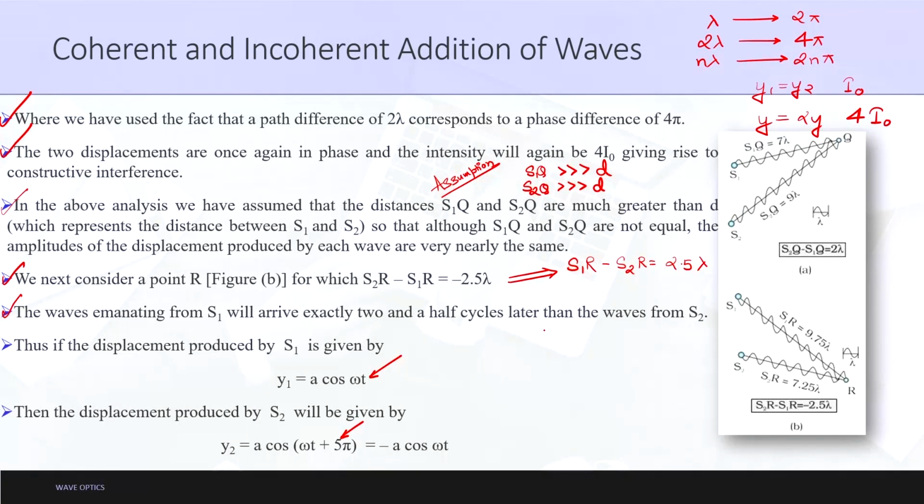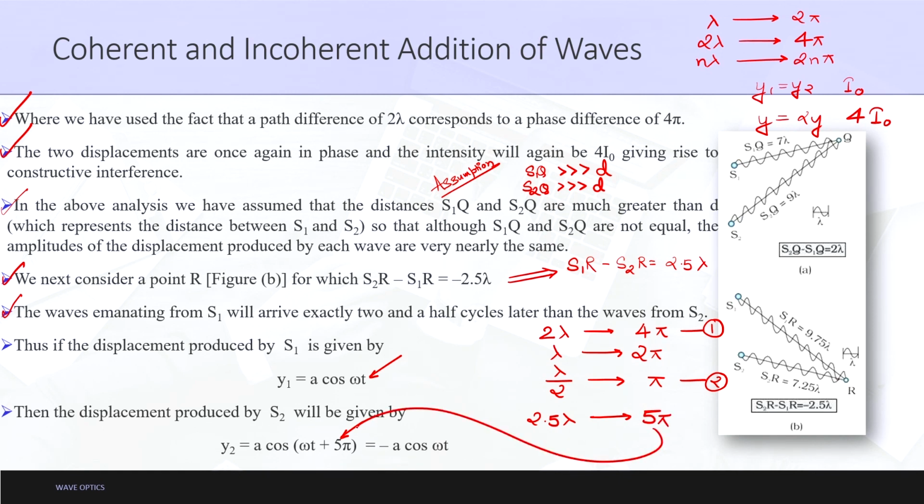We know that a path difference of 2 lambda corresponds to a phase difference of 4 pi. Similarly, a path difference of lambda corresponds to a phase difference of 2 pi, and lambda by 2 corresponds to a phase difference of pi. So, using these equations, 2 lambda plus lambda by 2 is 2.5 lambda, and hence the phase difference will be 5 pi, which is being used here. So, this was the explanation of why 5 pi is being used.